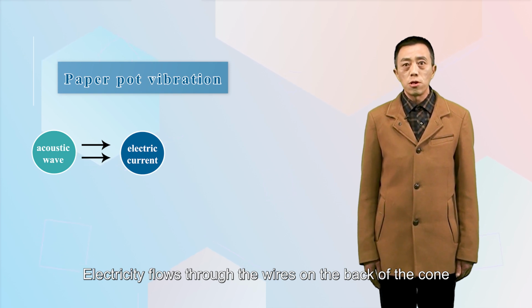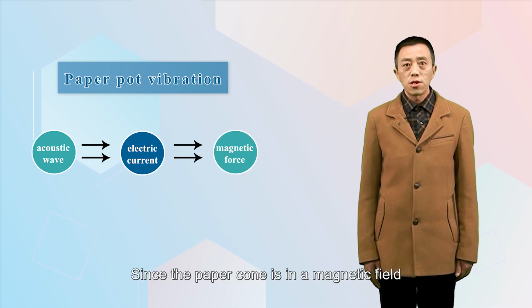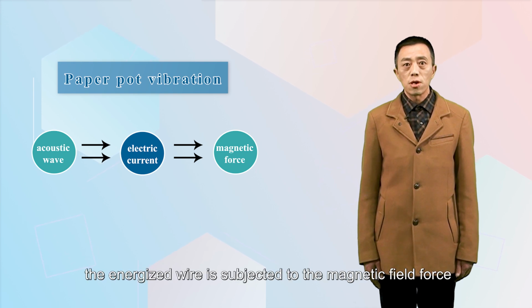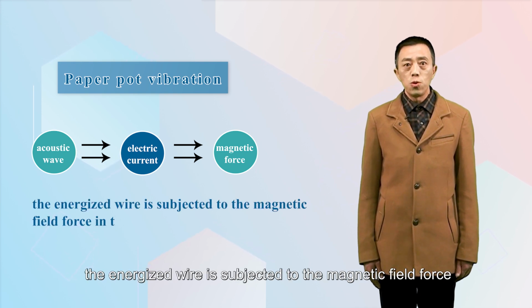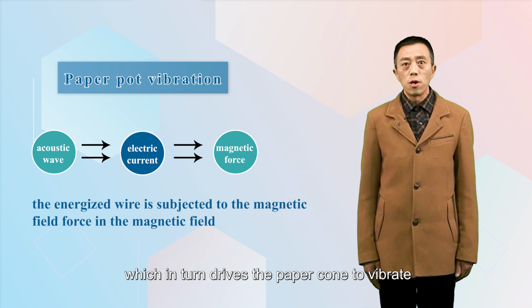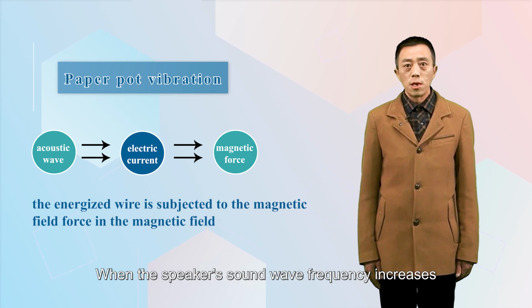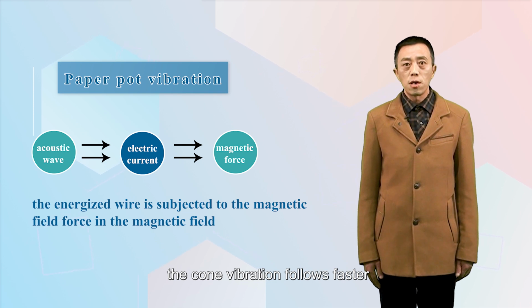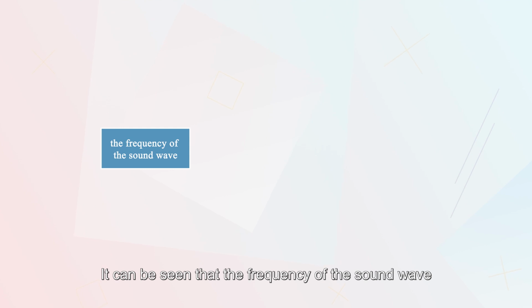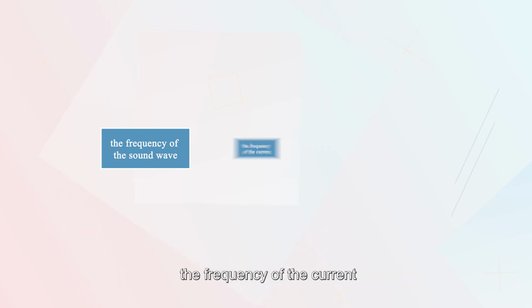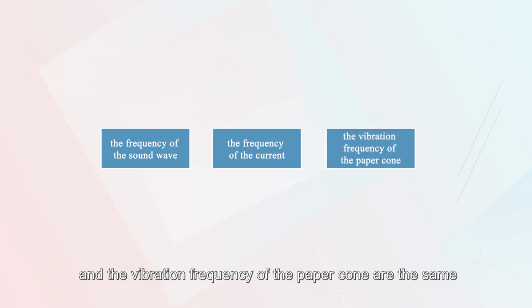Electricity flows through the wires on the back of the cone. Since the paper cone is in the magnetic field, the energized wire is subjected to the magnetic field force, which in turn drives the paper cone to vibrate. When the speaker sound wave frequency increases, the cone vibration follows faster. It can be seen that the frequency of the sound wave, the frequency of the current, and the vibration frequency of the paper cone are the same.